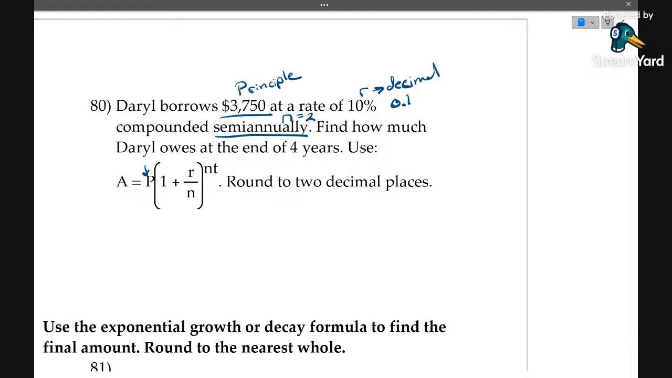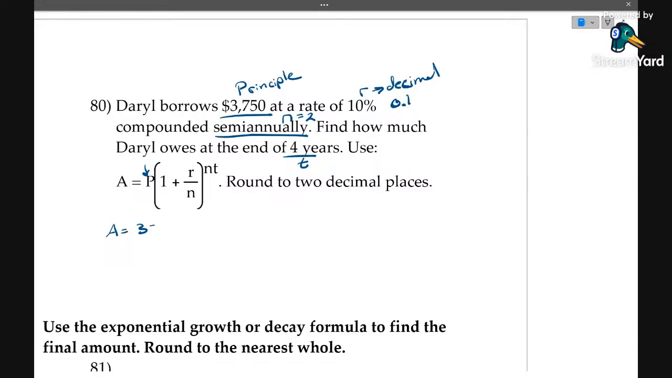Quarterly is 4 times a year. Monthly is 12 times a year. Weekly would be 52 times a year. So those frequencies annually would just be 1 time a year. We want to figure out how much he owes at the end of 4 years, which is our variable T, and we will round to 2 decimal places.